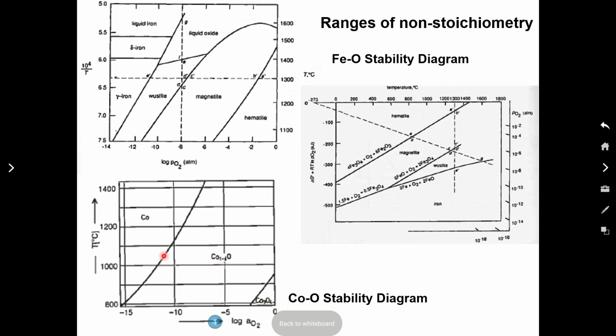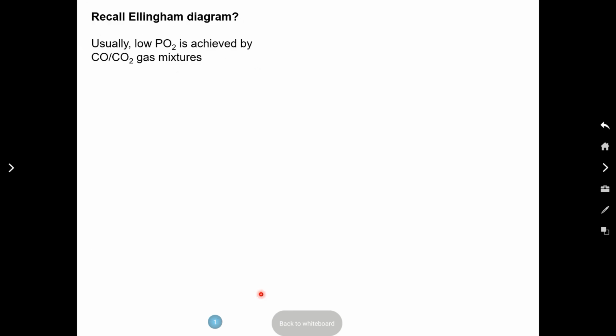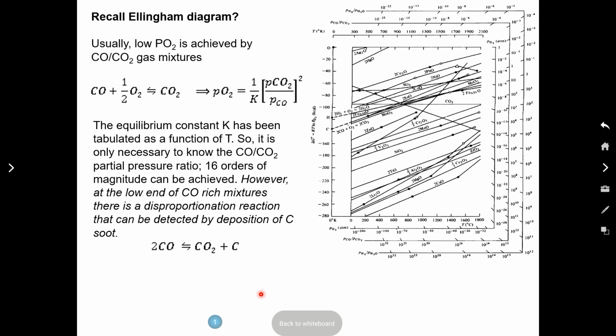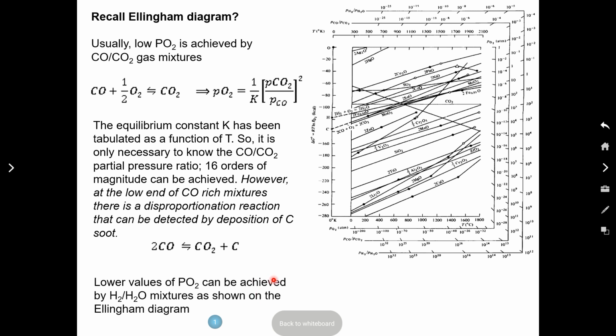But you can see that there's a huge range of non-stoichiometric cobalt oxide created and you can tune that delta value. Yeah, I talked about delta value here. I already talked about this. I talked about carbon contamination at extreme levels of CO, CO2. So the alternative is hydrogen and water vapor.